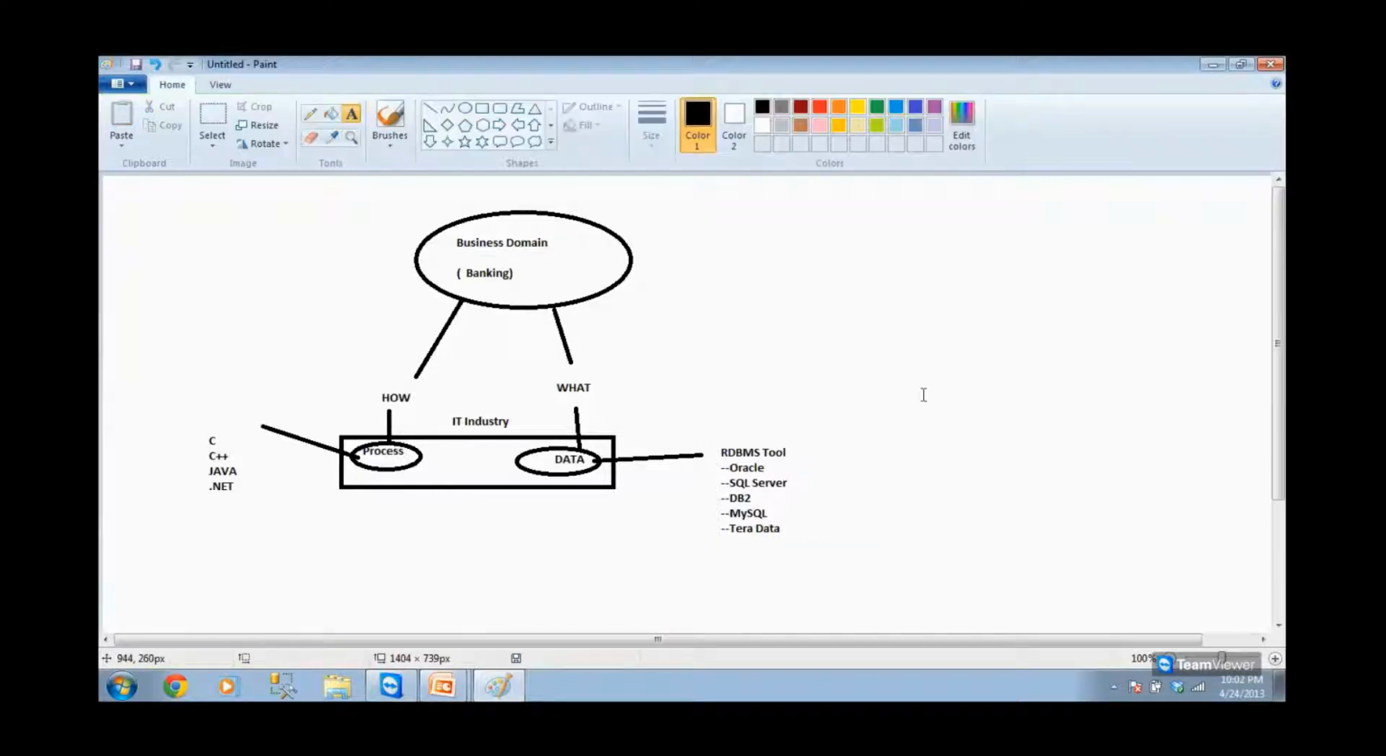That means when you plan to automate or computerize a business domain, you're capturing their processes and you're capturing their data. So when you're working for Wipro or Infosys, you have to know C, C++, Java, .NET when you want to work with the process of the domain, or you should know the data of a company to understand this.